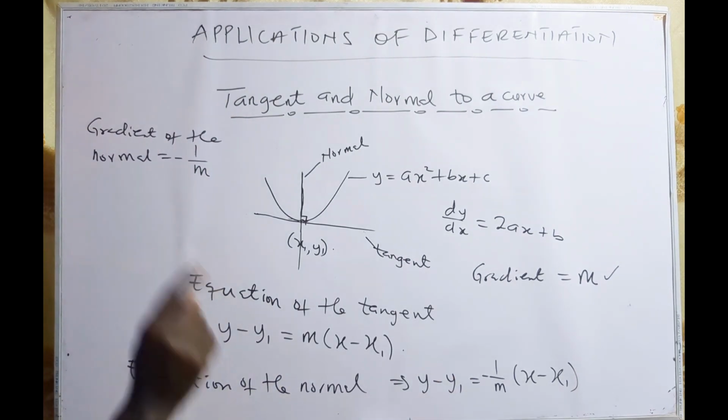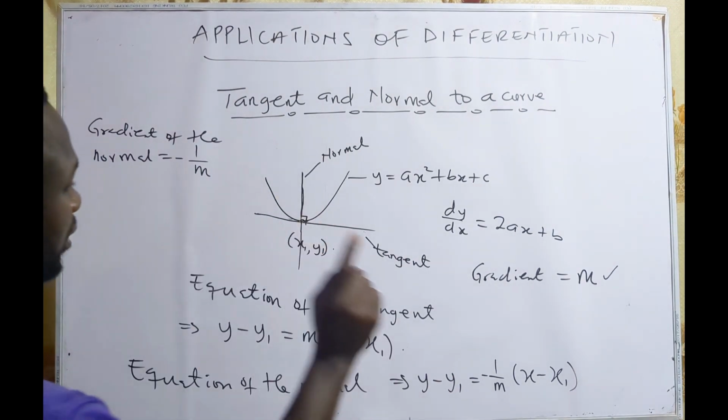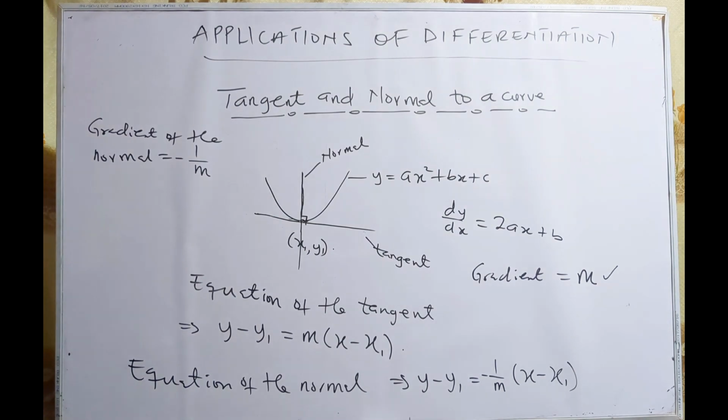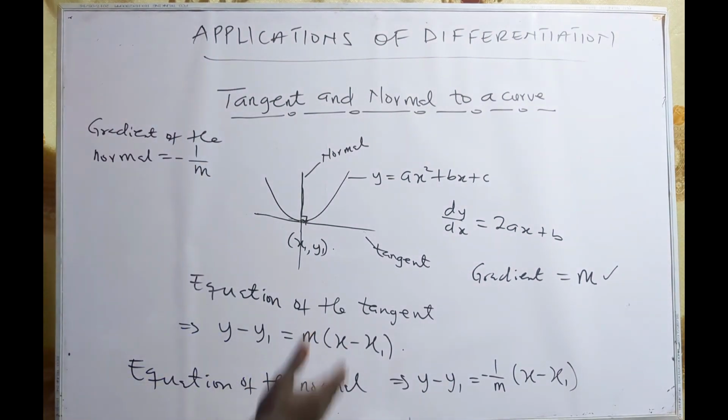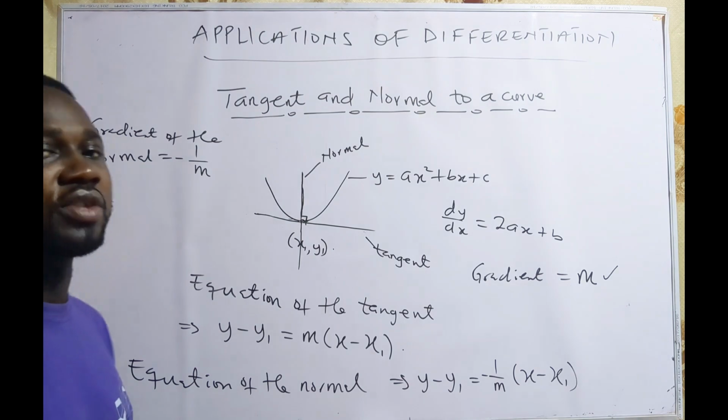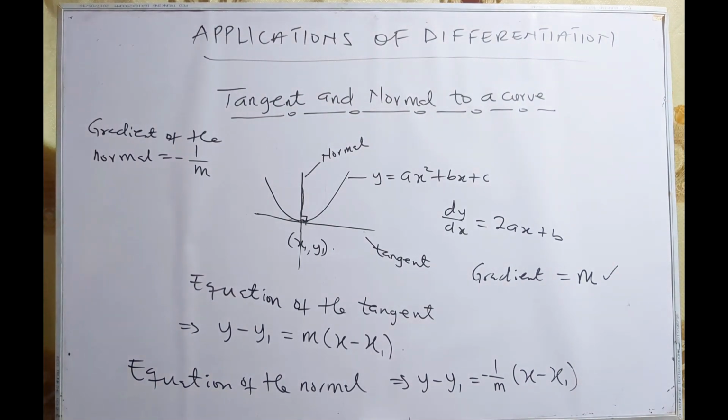But take note, the gradient of the normal is the negative reciprocal of the gradient of the tangent. So that is how you can also get the equation of the normal. I think this is so clear for us to understand. So we are going to solve some questions right away.